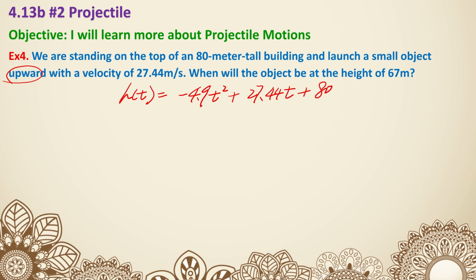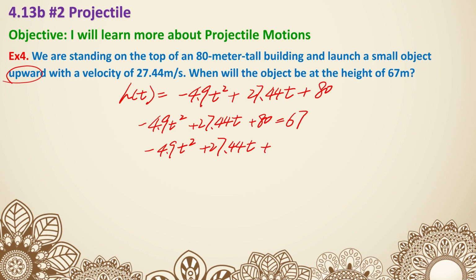But it's asking when the object will be at a height of 67 meters. So that means we need to set negative 4.9 t squared plus 27.44 t plus 80 equal to 67. Subtract it over: negative 4.9 t squared plus 27.44 t plus 13 equals 0.